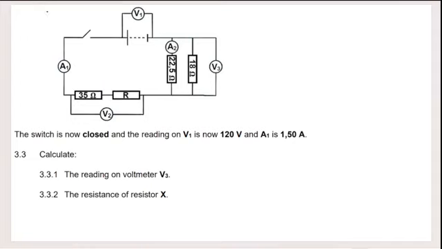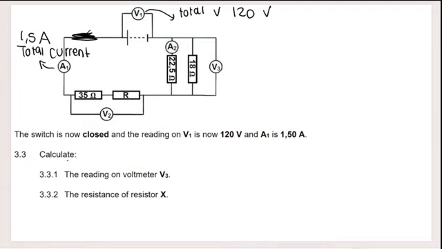The switch is now closed. Okay, so they're closing that switch over there. Then V1 is going to read total potential difference or total voltage. And they tell me that that is 120 volts. And A1 is measuring 1,5 amperes. And look where A1 is. It's connected in series. It's not in a branch. So this is actually the total current.